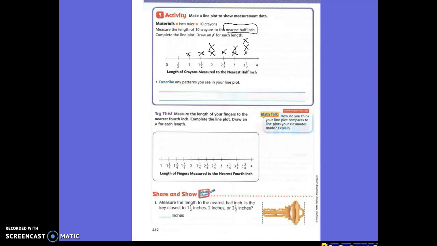There are no crowns that are bigger than 4 inches. Or you could say most crowns are 2 inches or bigger. Okay, there's lots that we could say. Let's write something down. I'm going to write most crowns are 2 inches or bigger.